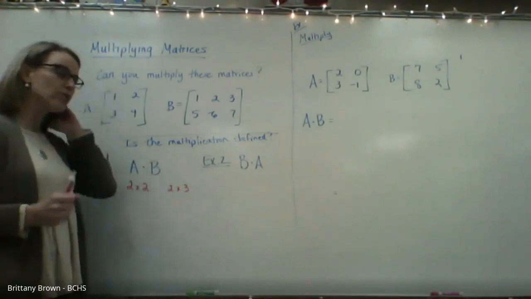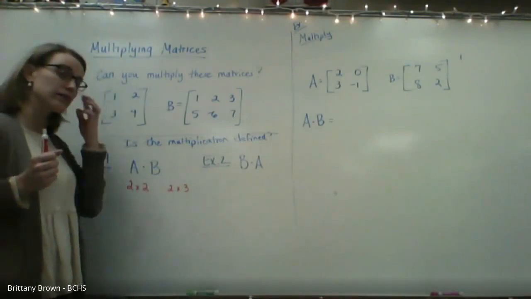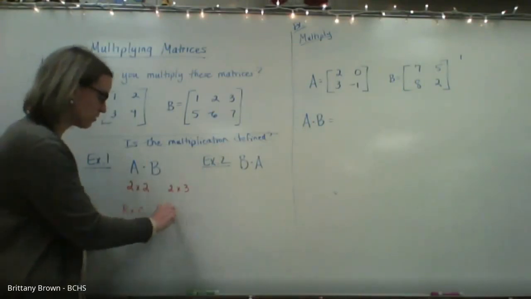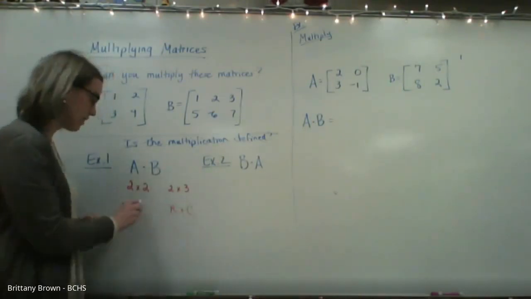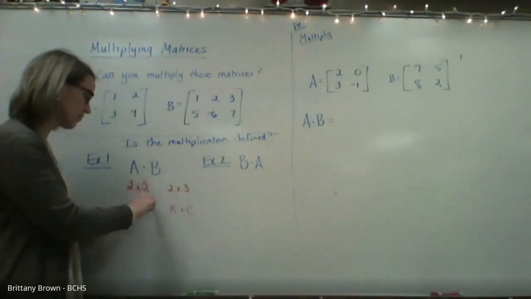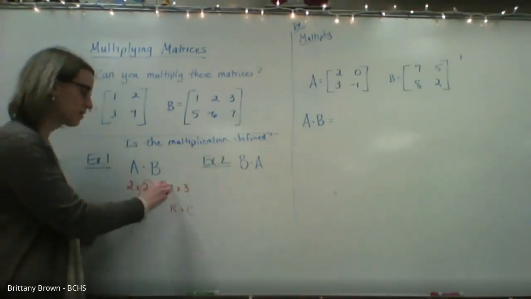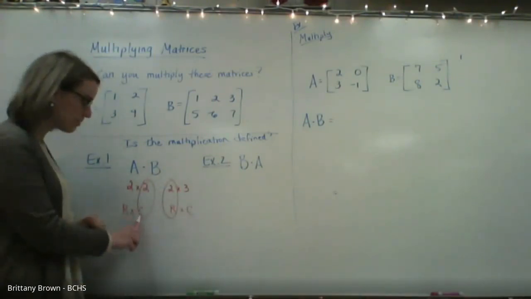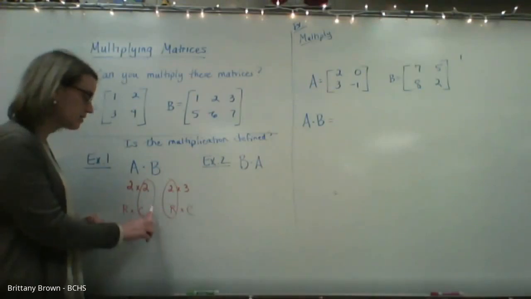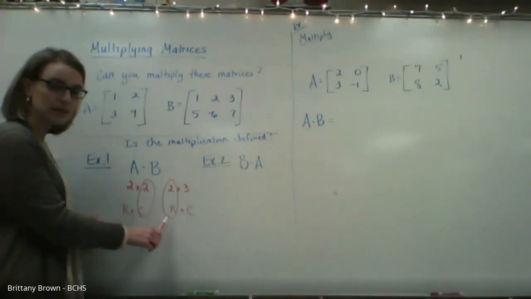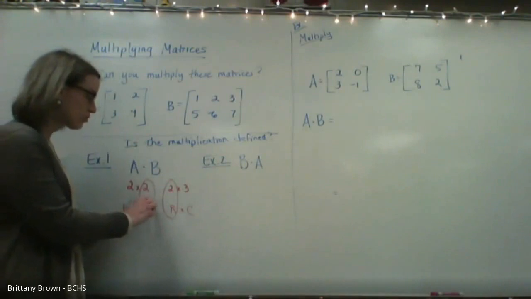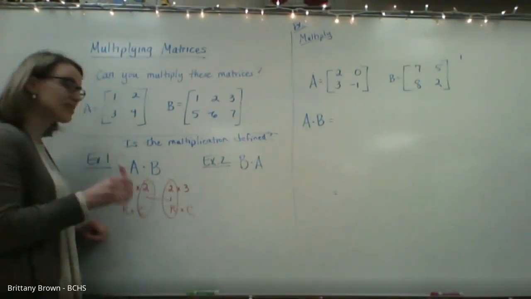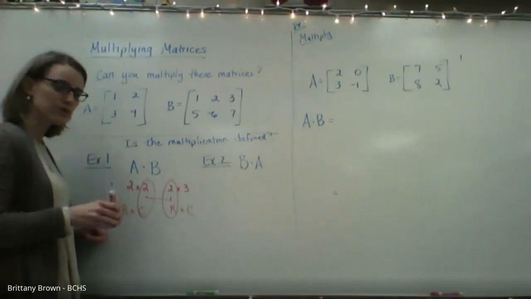Now, how do you know if you can multiply two matrices together? Well, this is the rule, okay? The rows and columns of each are looked at. The columns of the first matrix have to be the same as the rows of the second matrix, okay? So are 2 and 2 the same? Absolutely, so this multiplication is going to be defined.